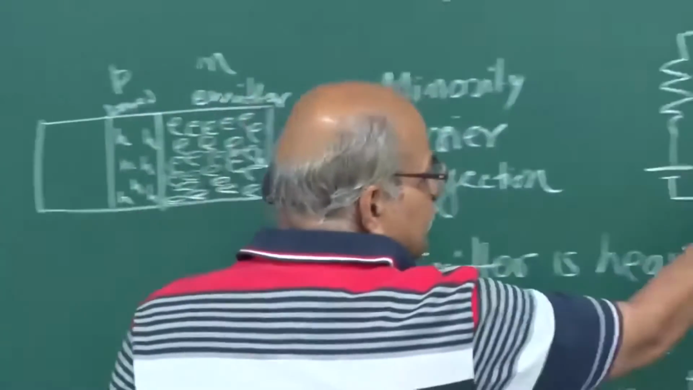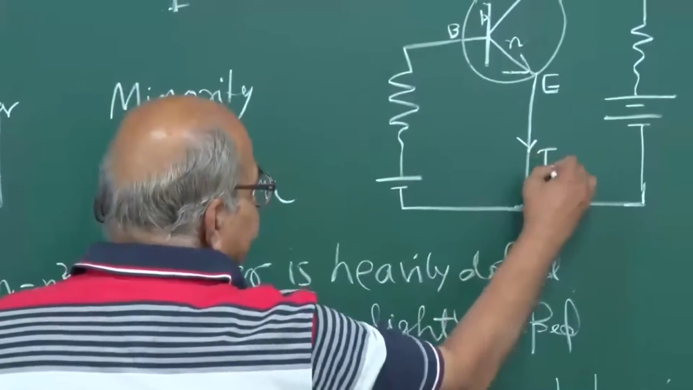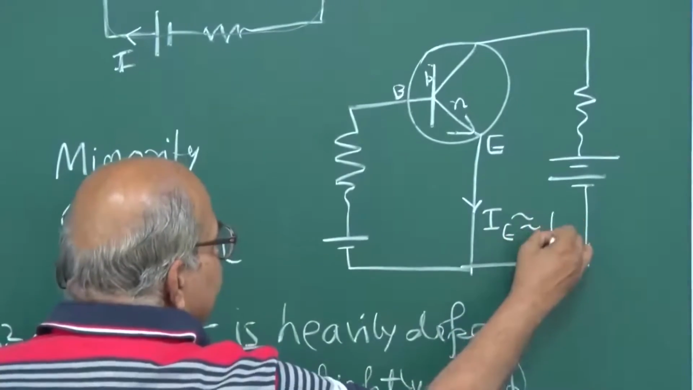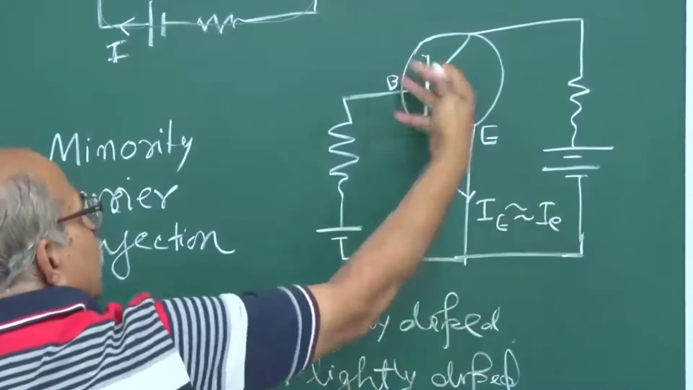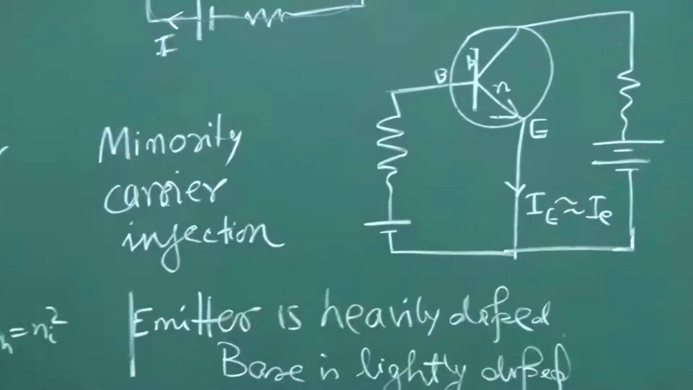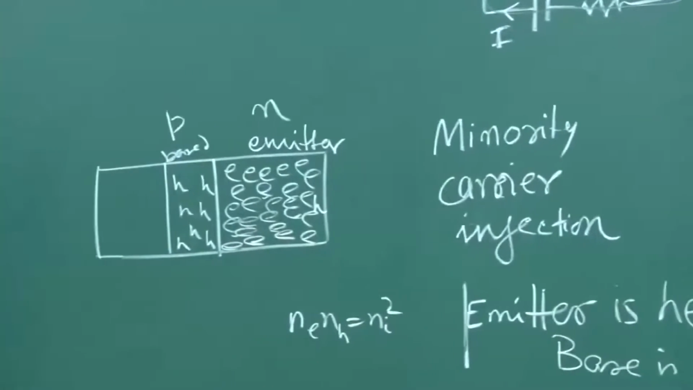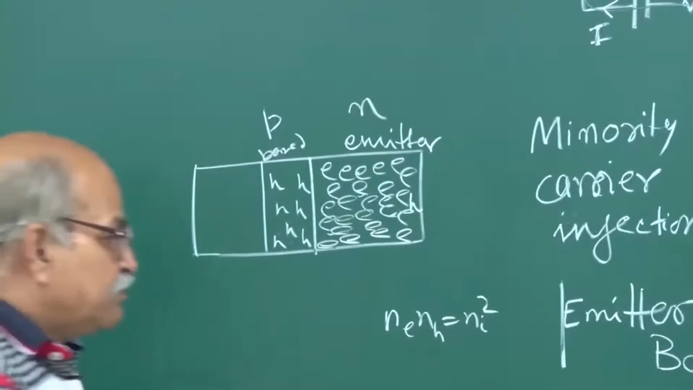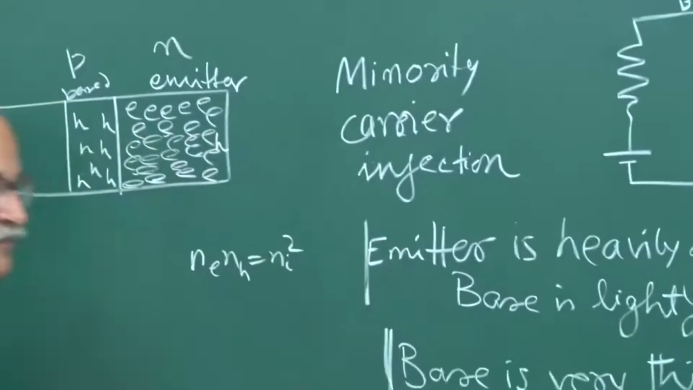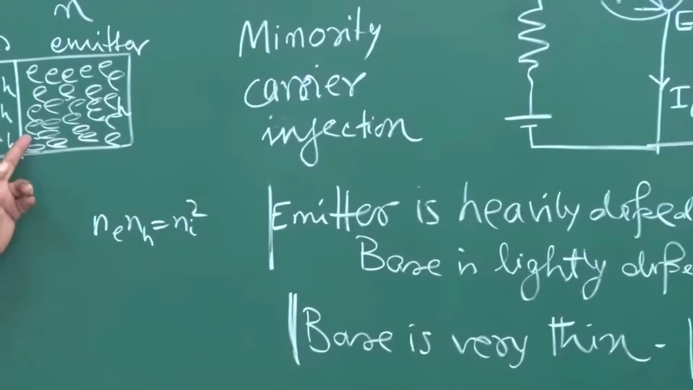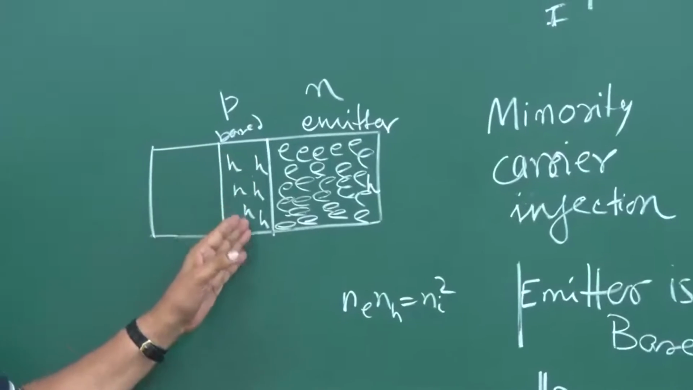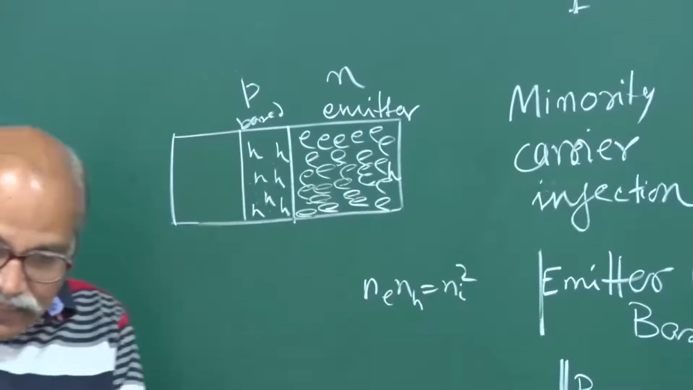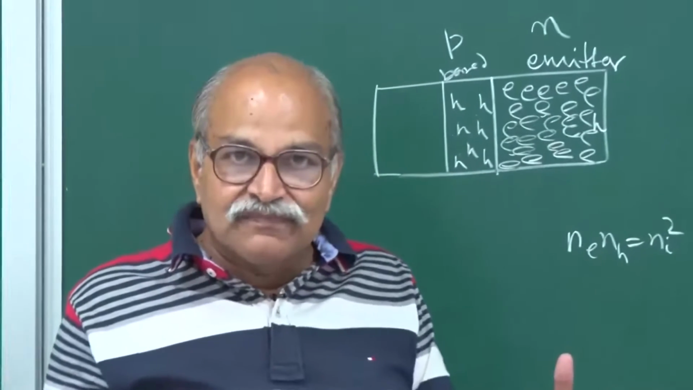So this IE, which is here, is primarily because of those electrons which are injected. Electrons are going this way and current is going that way. So that's one thing. Second thing is base is very thin. That means this is thin, and for these electrons to recombine with these holes, you need a certain time.